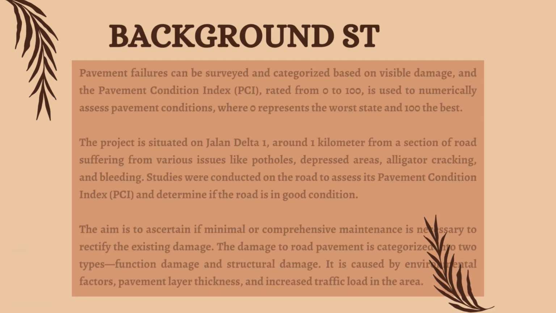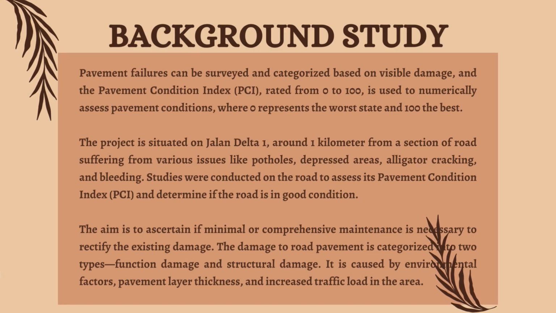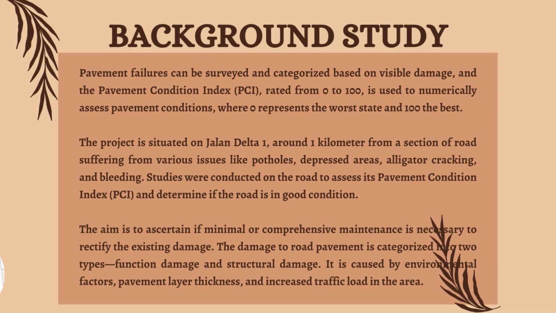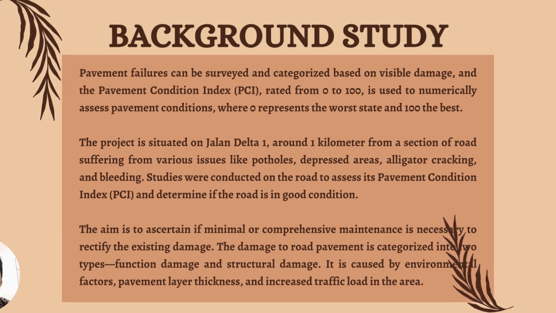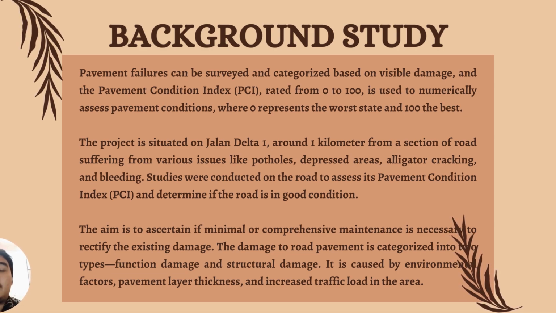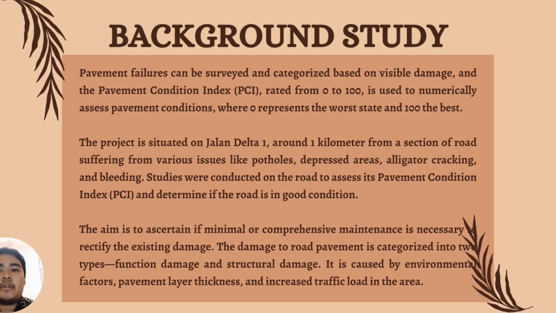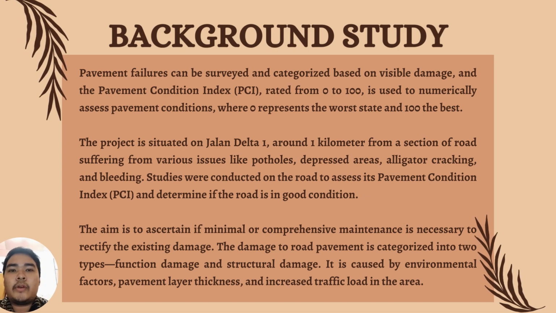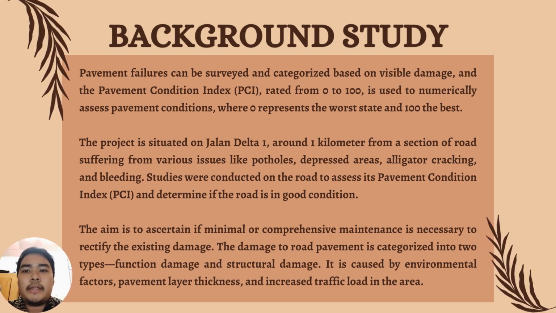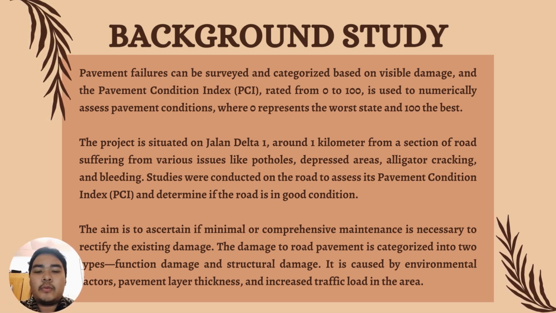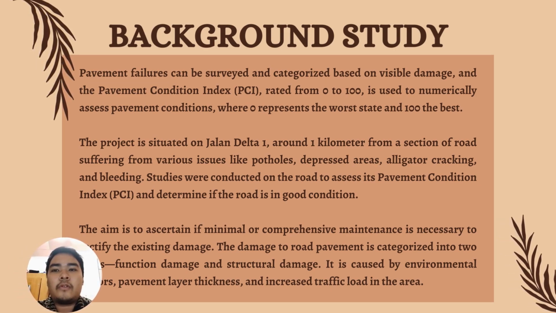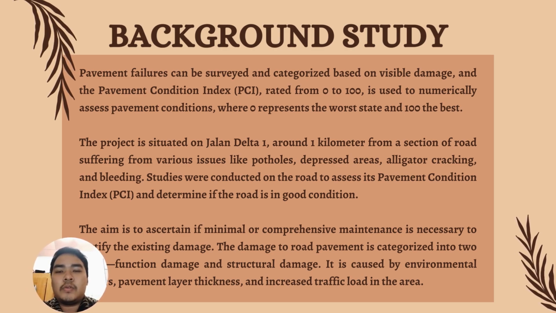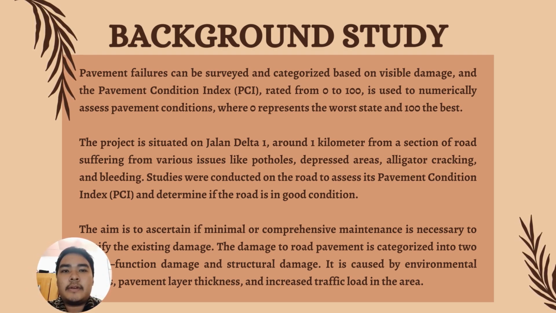Study. Pavement failure can be surveyed and categorized based on visible damage, and the Pavement Condition Index (PCI), rated from 0 to 100, is used to numerically assess pavement conditions, where 0 represents the worst state and 100 the best. The project is situated on Jalan Delta 1, around 1 kilometer from a section of road suffering from various issues like potholes, depressed areas, alligator cracking, and bleeding.